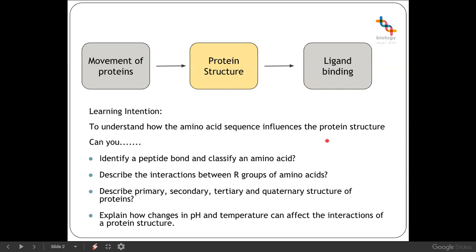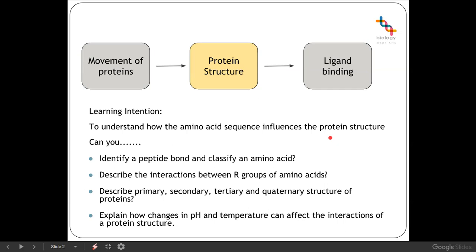So we are focusing on understanding how the amino acid sequence influences the protein structure. You know this as a fact from National 5 and Higher, that the order of the amino acids is going to cause the protein to have a specific structure. What we are going to look at now is how that actually happens.